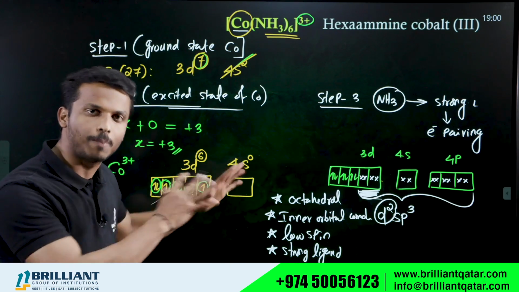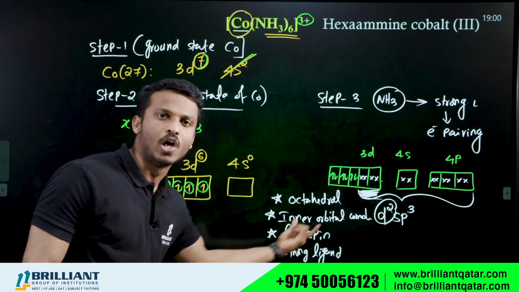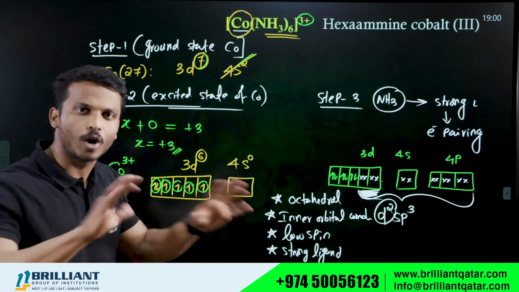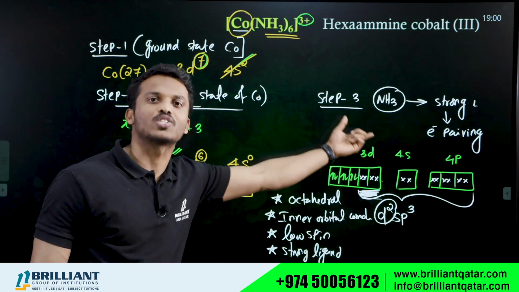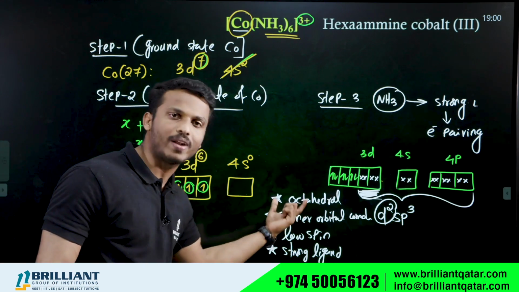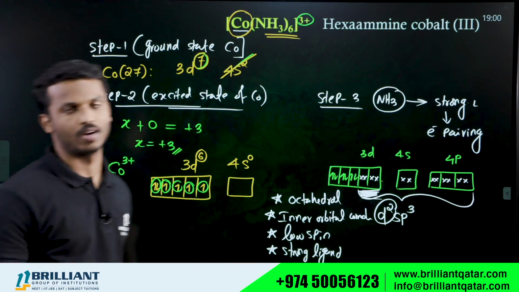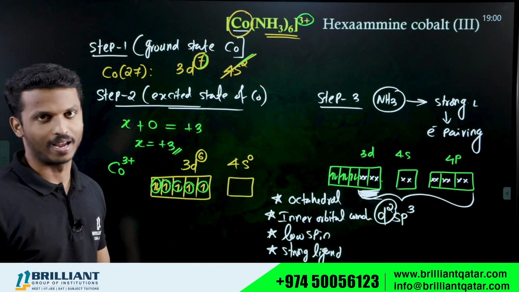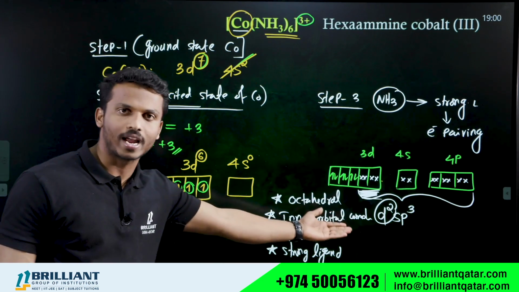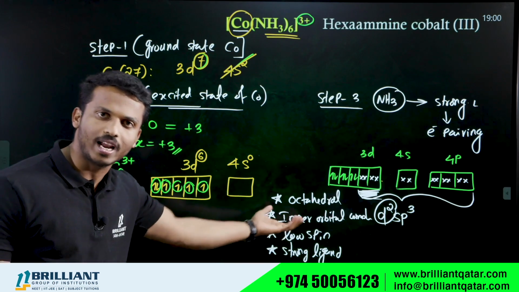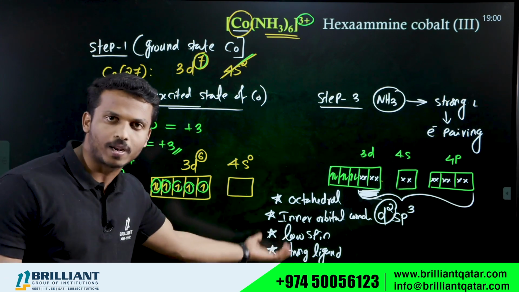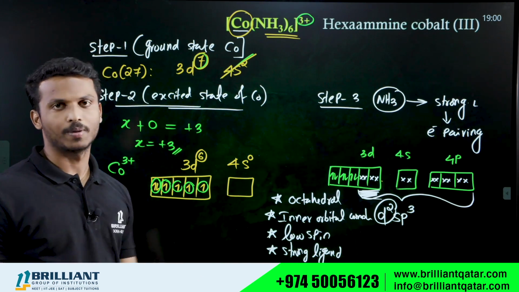Low spin complex is nothing but, dear student, the inner orbitals will be paired. Such kind of complexes are called low spin complexes. If it is not paired, mostly they will be high spin. Why are they pairing? Because there is a strong ligand. Therefore, I said, if it is a low spin complex, in most cases there will be a strong ligand. So you got the hybridization, right? d2sp3. You got the shape, right? Octahedral. You got inner or outer, right? Inner orbital. You got low spin or high spin, right? Low spin, right? Strong ligand present or not.